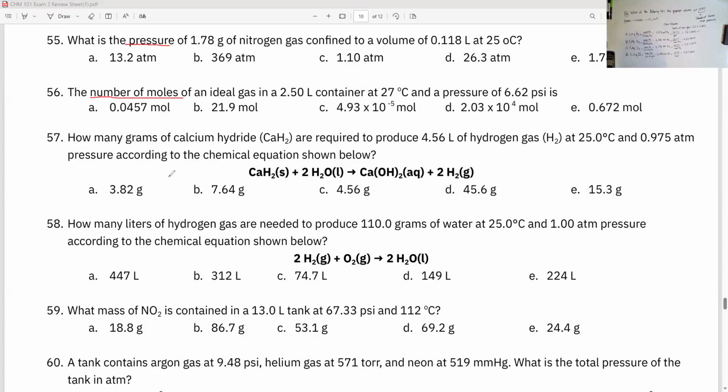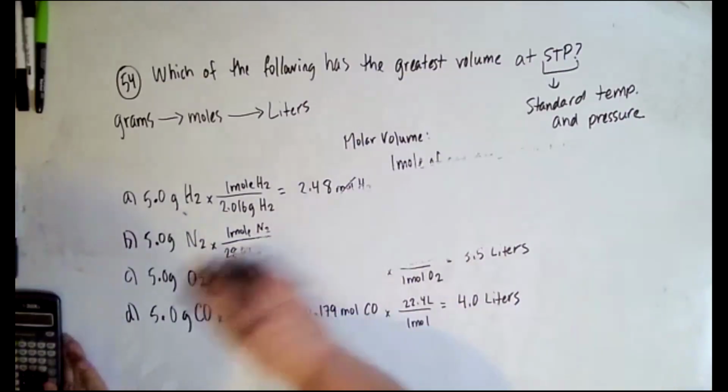Number 57 is asking us to do a little bit of stoichiometry. They're asking us to use that balanced equation to help us answer the question. How many grams of calcium hydride, CaH2, are required to produce 4.56 liters of hydrogen gas at 25 degrees Celsius and 0.975 atmosphere? So we'll work through that one and we'll try to remind ourselves of the steps that we have to do there. Start with those.